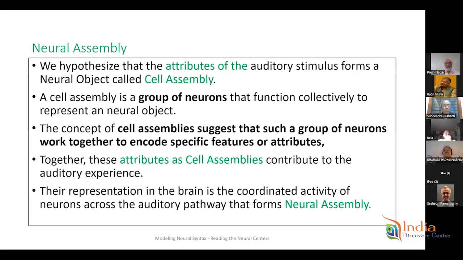Now, neural assembly, we hypothesize that the attributes of these auditory stimulus form a neural object called cell assembly. A cell assembly is a group of neurons that function collectively to represent a neural object. The concept of cell assemblies suggests that such a group of neurons work together to encode a specific feature or an attribute of a particular object or a sound object in this particular case. Together, these attributes as cell assemblies contribute to the auditory experience that we have. Their representation in the brain is the coordinated activity of neurons across auditory pathway that forms a neural assembly.